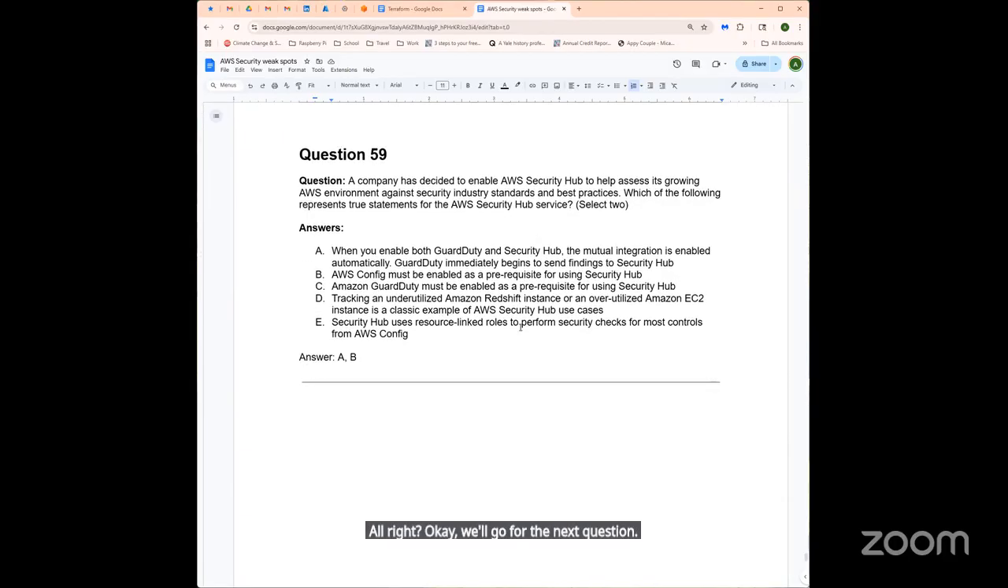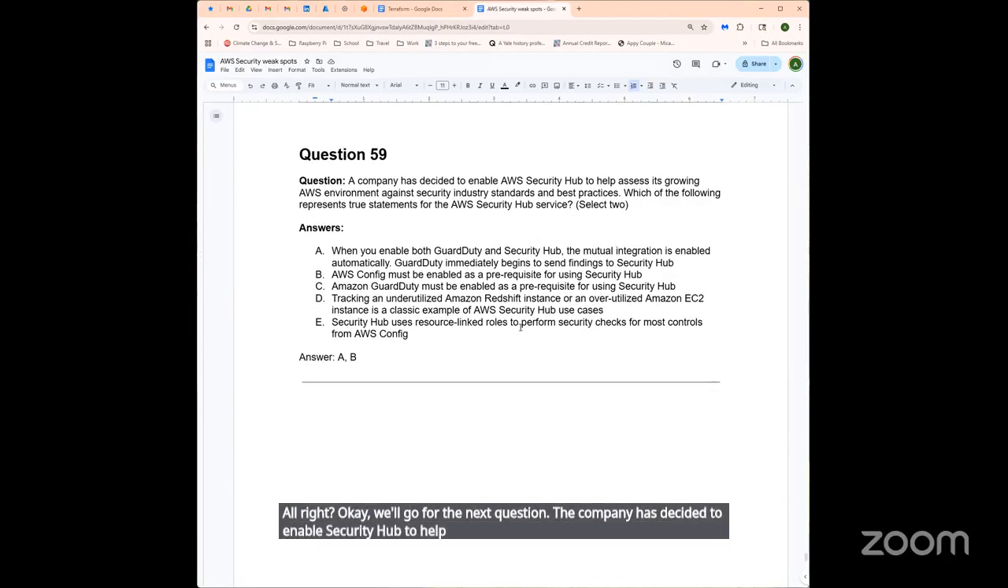A company has decided to enable Security Hub to help assess its growing AWS environment against security industry standards and best practices. Which of the following represents true statements for Security Hub? So this is saying A and B.